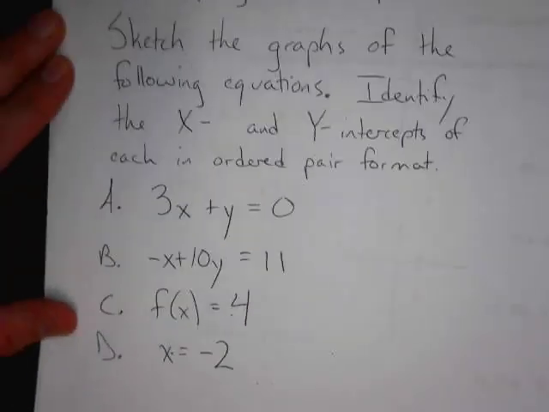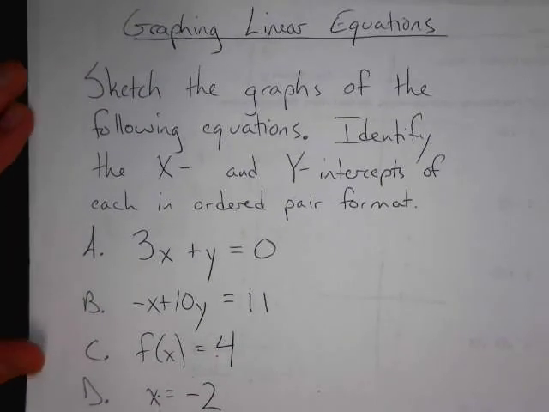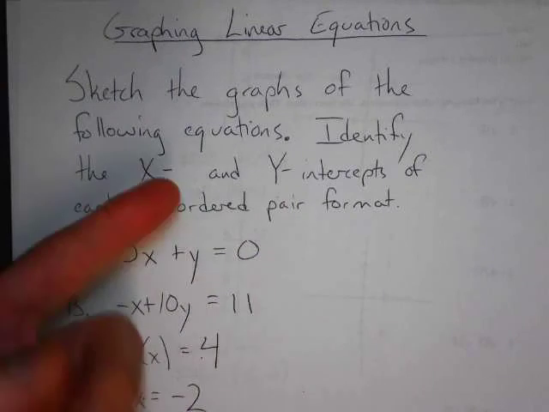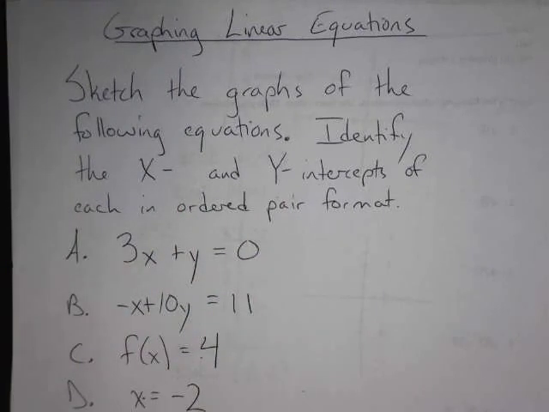So anyway, that's the recap. Remember what we did. We were graphing linear equations. I'm already telling you they're straight lines, so we don't need a whole bunch of points. We're sketching the graphs, and then we're identifying intercepts in ordered pair format.